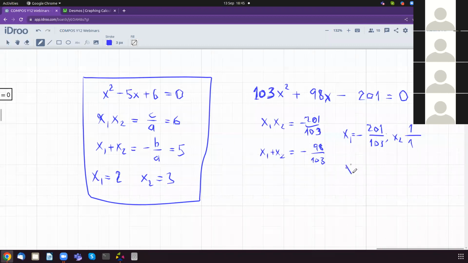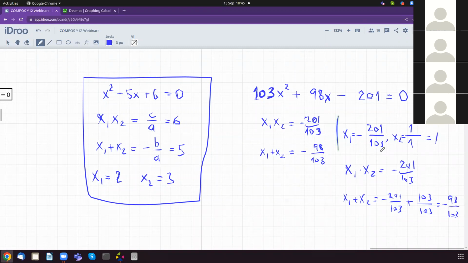And let's check it. x1 times x2 is going to be minus 201 over 103. And x1 plus x2 is going to be minus 201 over 103 plus 1, which is minus 98 over 100. Ta-da! So you found the solution, which is this. This is the answer.